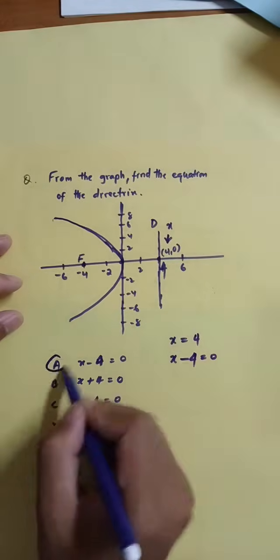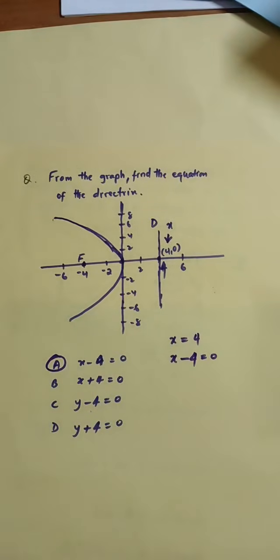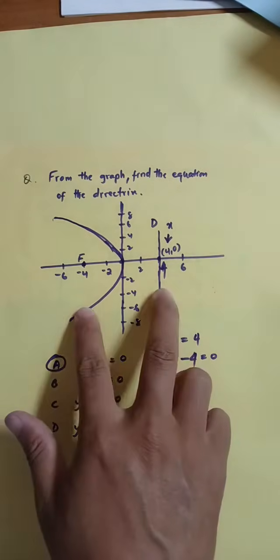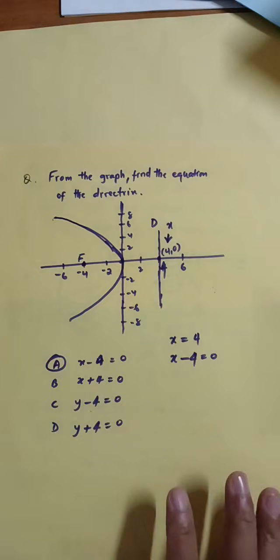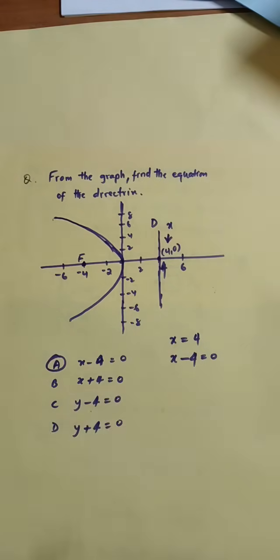So we have this option. Option A is the correct answer, remember. You just have to go through and understand. If you understand the graph, there's no issue in determining the equation of directrix, equation of latus rectum, equation of axis. There is no problem if you understand the graph. Otherwise, there will be issues.